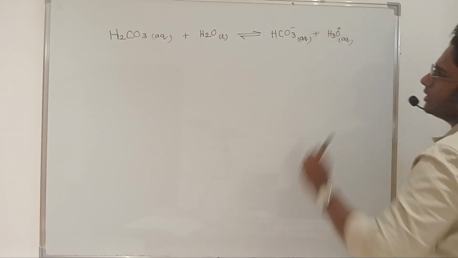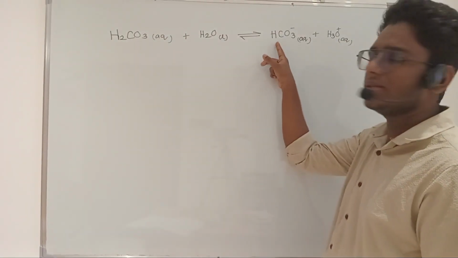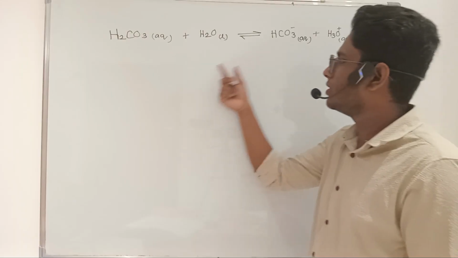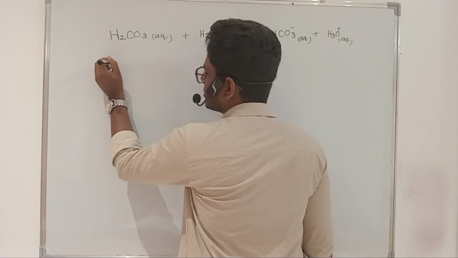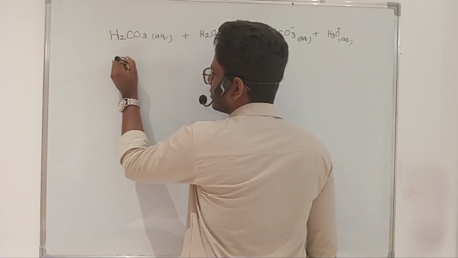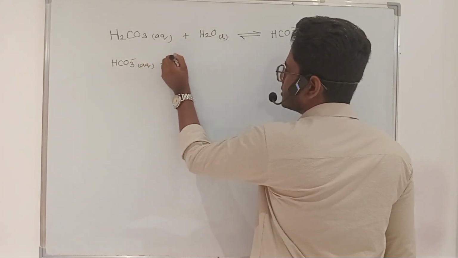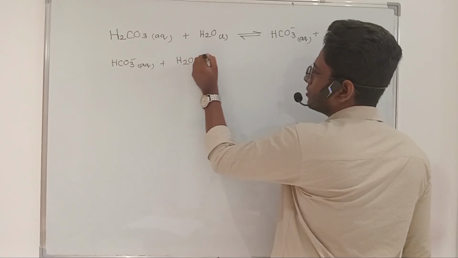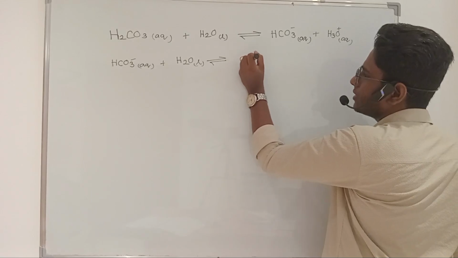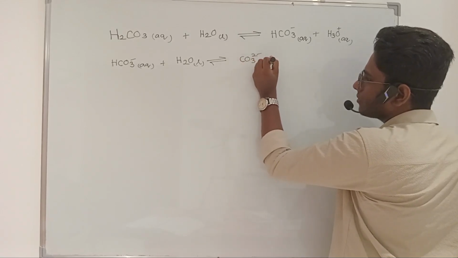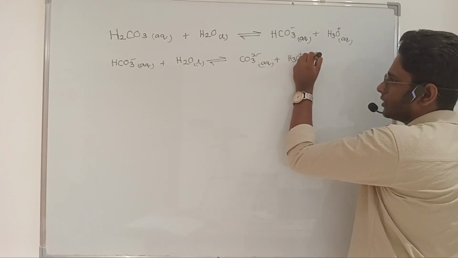Now also, this bicarbonate can further ionize, because it is having a hydrogen present. Therefore, it can release that H plus ion to the solution. So this will be further ionizing. Bicarbonate aqueous, when you ionize in water, it's going to form an equilibrium and it will form carbonate and H3O plus.